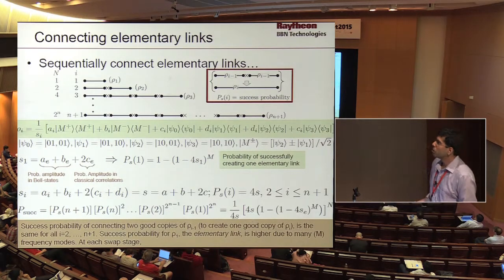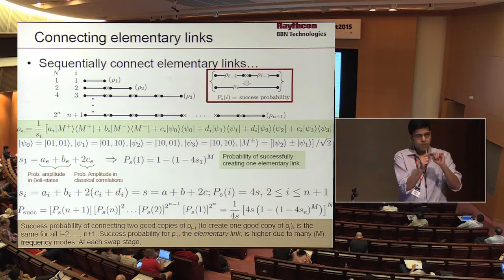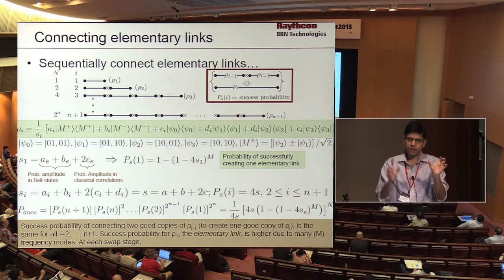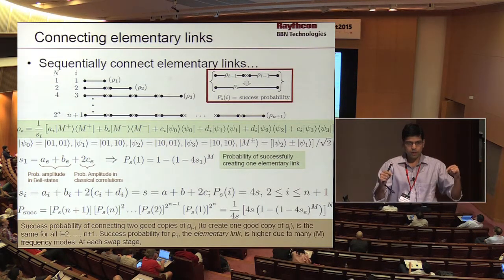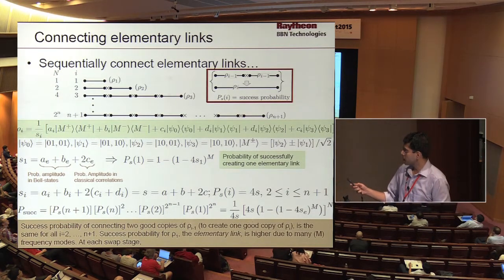Okay, so what do we do exactly? You have the elementary link, and when you do the Bell state measurement, if it's successful, you have an entangled pair across the elementary link. Now you take two such pairs and do a Bell swap, and you get another one. Take two such pairs and Bell swap again. So you go in steps of powers of 2 like that.